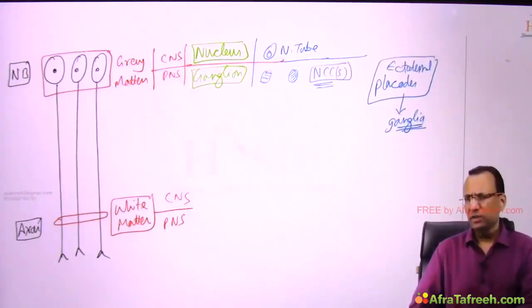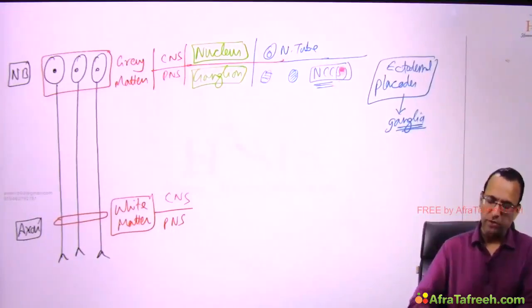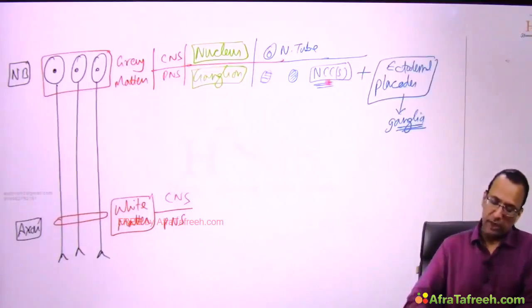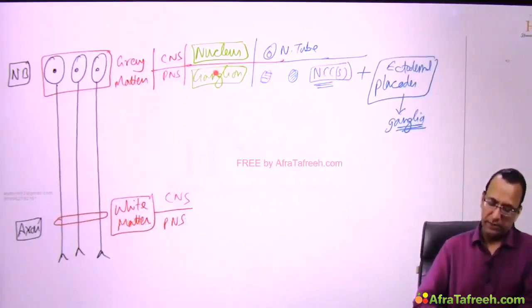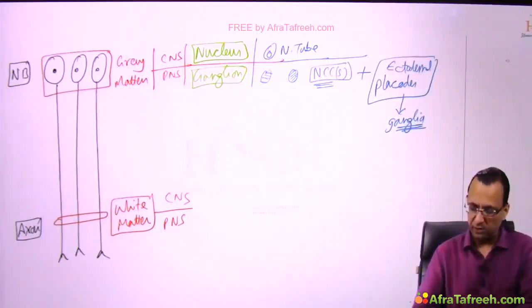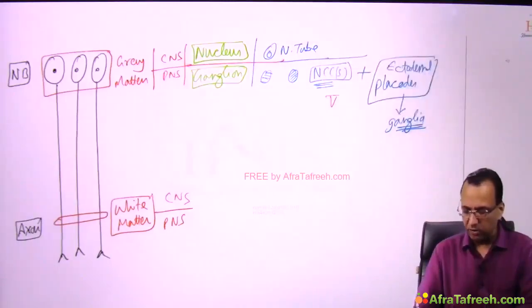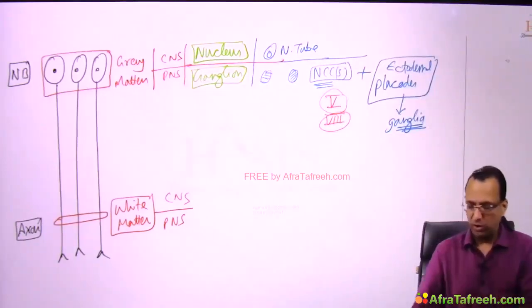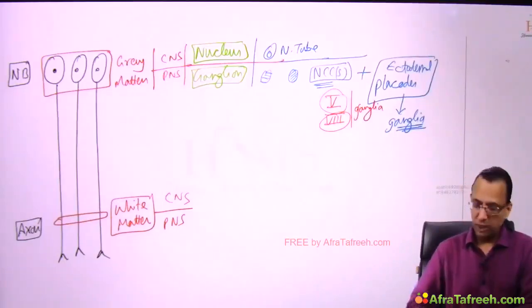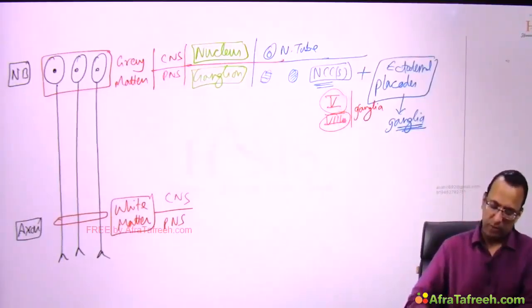You mean to say there are some ganglia which are not purely from neural crest cells? Yes, that is neural crest cells plus ectodermal placodes. So there are some ganglia which are not purely from neural crest cells, and they have an additional contribution from ectodermal placodes. Can you name some? Yes. For example, you can talk about the trigeminal ganglion or the vestibulocochlear ganglion. So the trigeminal ganglion and vestibulocochlear ganglia are not purely from the neural crest cells, and they do have some contribution from ectodermal placodes.